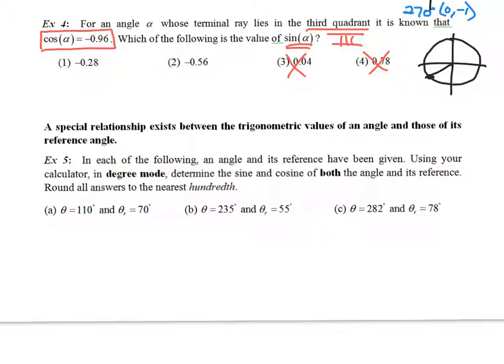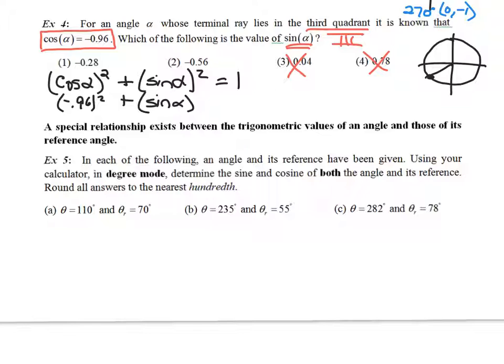When I'm given cosine and I want to find sine, we've been practicing with this where we use our Pythagorean identity. So we're going to say cosine of alpha squared plus sine of alpha squared. And again, the angle could be called anything. As long as those two angles match, we know for sure that cosine squared plus sine squared equals 1. So I'm going to put negative 0.96 in for cosine of alpha, plus sine of alpha squared equals 1.